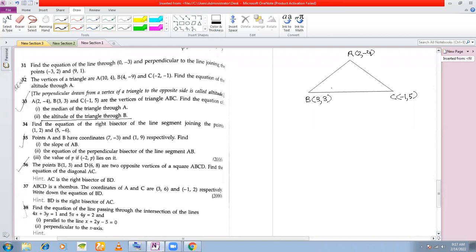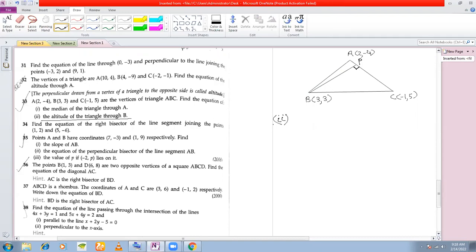Now, what will be the altitude of the triangle through B? From B, if we drop a perpendicular on the opposite side, this will be the altitude of the triangle through B, right? Let us call this P. Okay, you need to find out the equation of BP. Let's see how to find out the equation of BP.